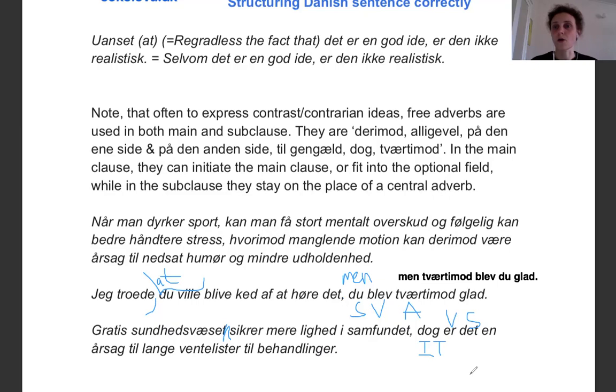If I used selvom as a subclause conjunction, I could say exactly the same sentence in this way: selvom gratis sundhedsvæsen sikrer mere lighed i samfundet. Subclause. Then I make inversion. Er det en årsag til lange ventelister? I don't need dog because I have selvom. So you can choose your way to express contrast by using subclause conjunctions or free adverbs, but remember to place them correctly.